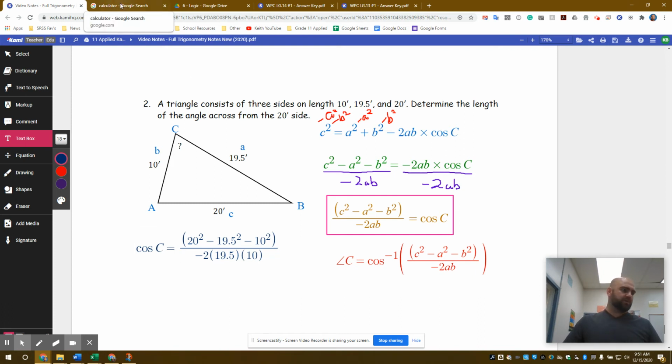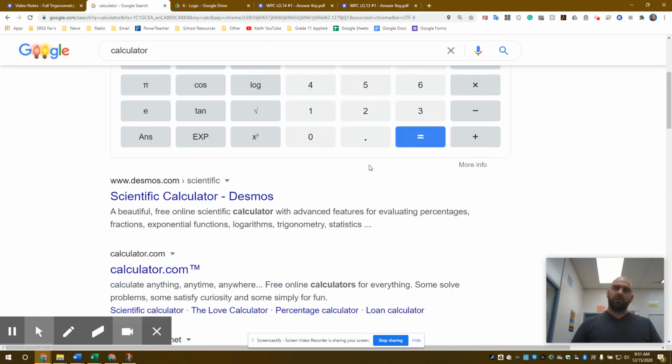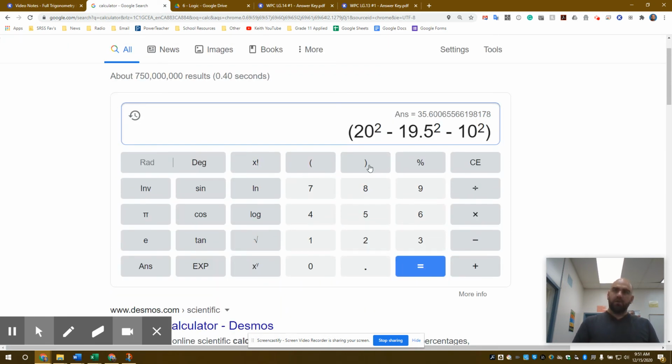I'll show you how I'd like you to type this in. All right, open a set of brackets. That's the first part. 20 squared minus 19.5 squared minus 10 squared. All right, so we start with that there. We put that into brackets. Always put that into brackets. If you want to solve for it first, you can do that. You can gladly solve for it first and then go through the process of dividing.